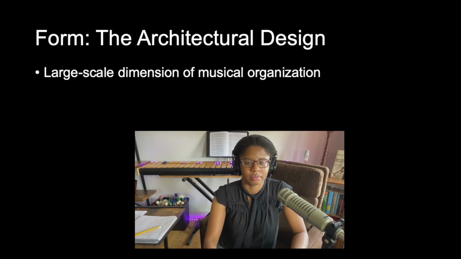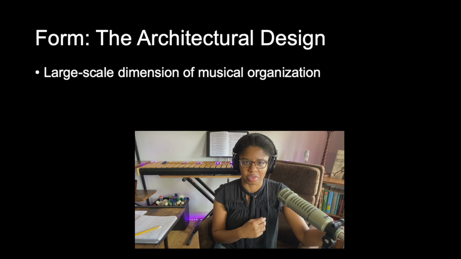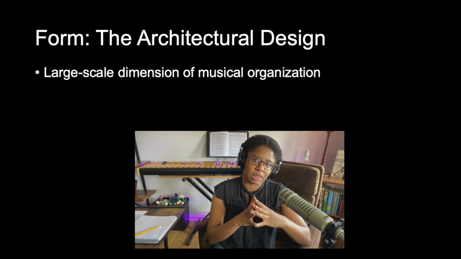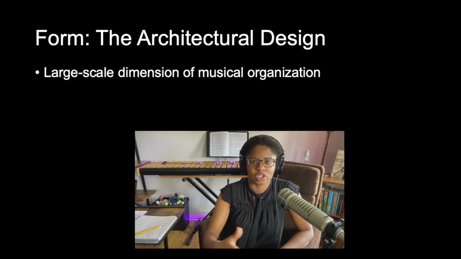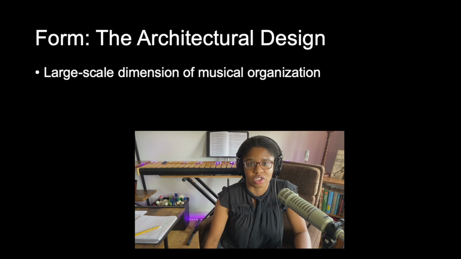Okay. So we've considered all of these elements in a somewhat isolated way. We've talked about pitch, rhythm, texture, timbre. But form basically is how these elements move through a piece and develop over time. It's the large scale design. Think of it like the architectural design of the music, the song or the tune itself. It's basically how does the music organize itself over time?